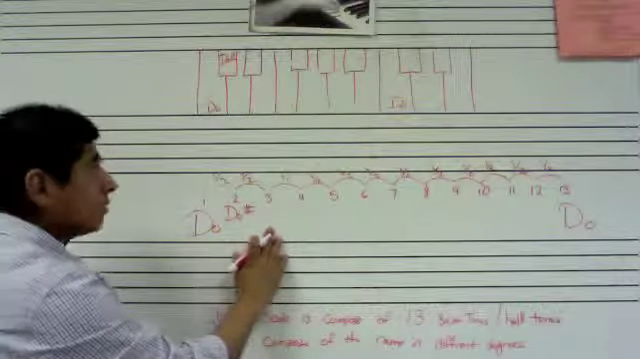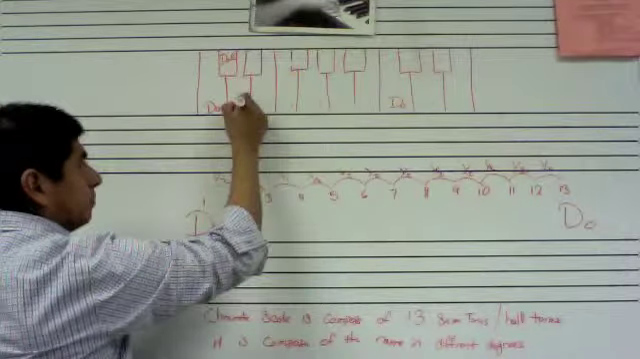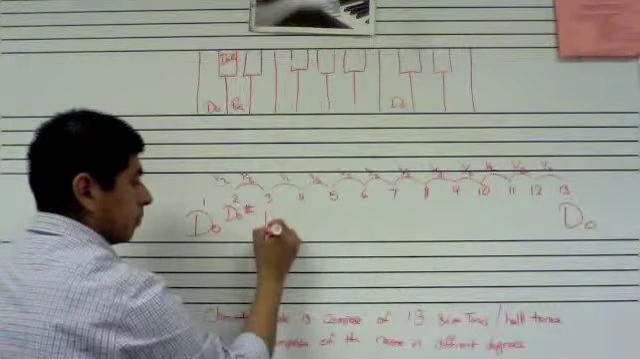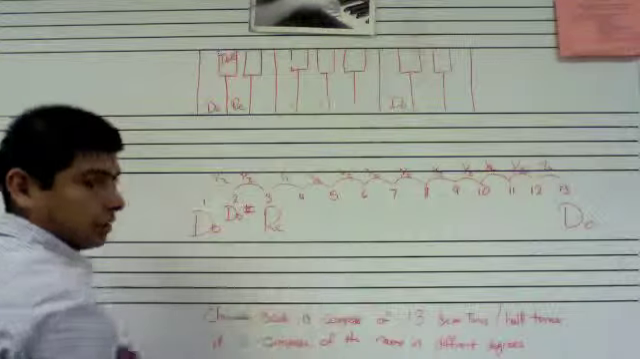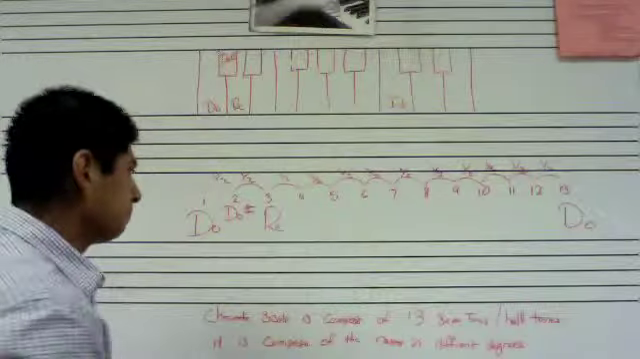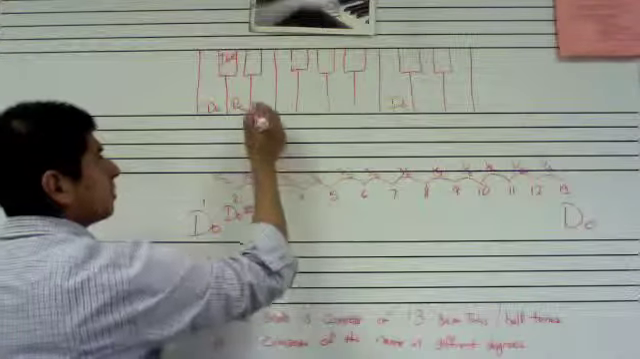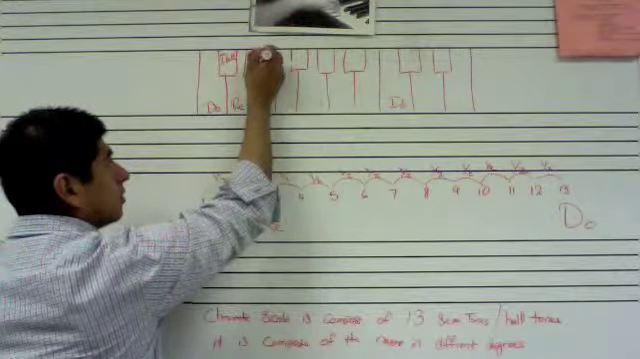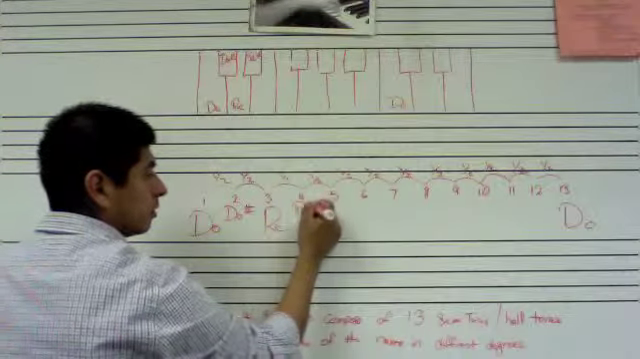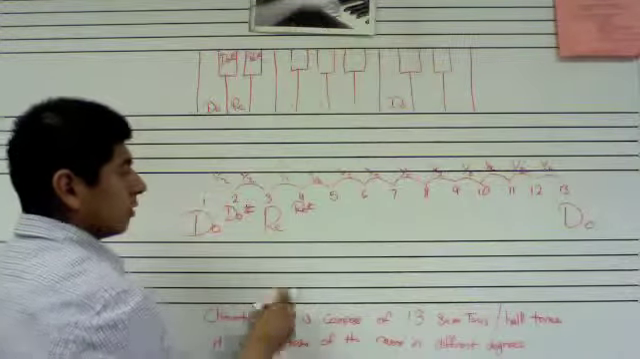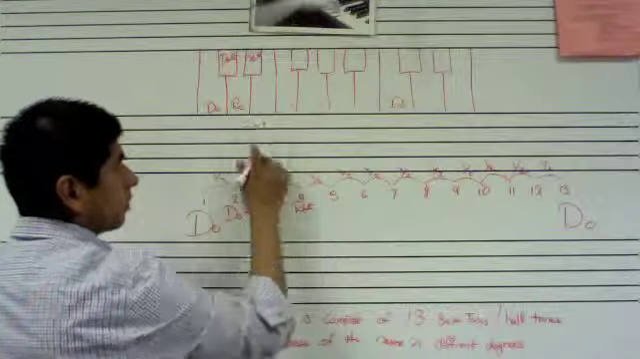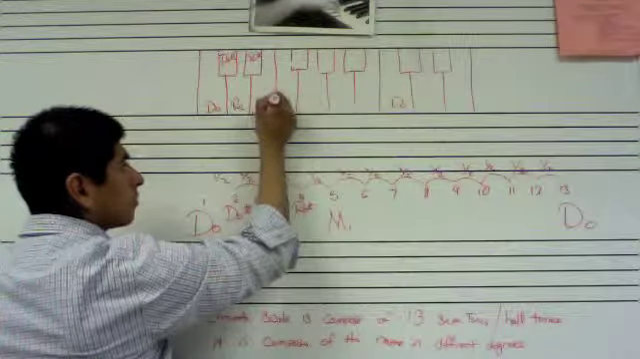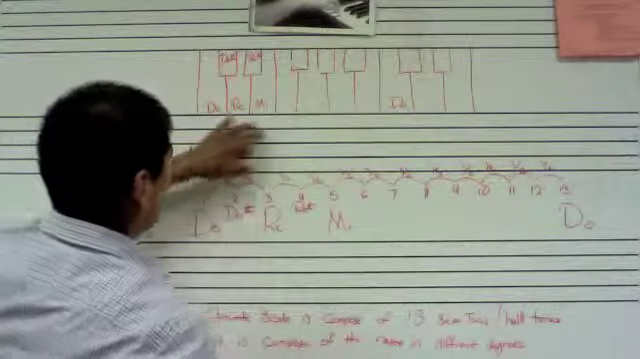The third note will be re. It's a natural key, so we'll put re. Natural meaning no sharps, no flats. The fourth note will be re sostenido. Fifth note will be mi. So we got the first group.